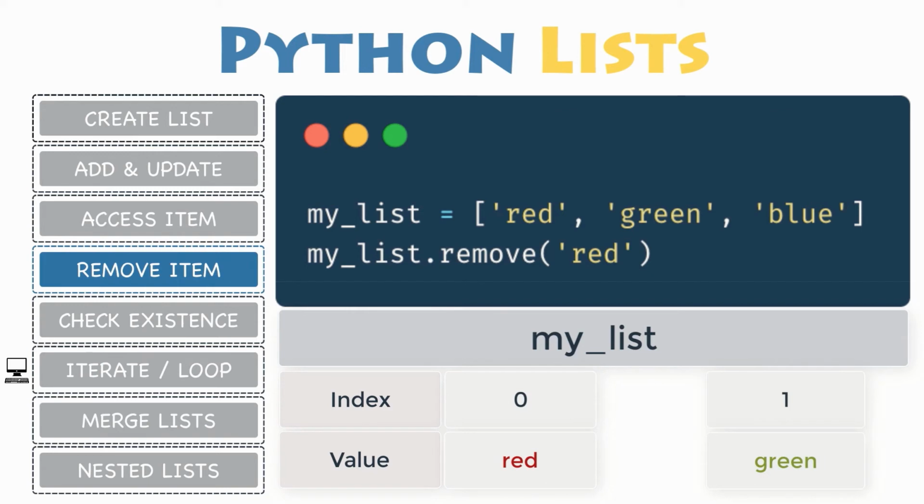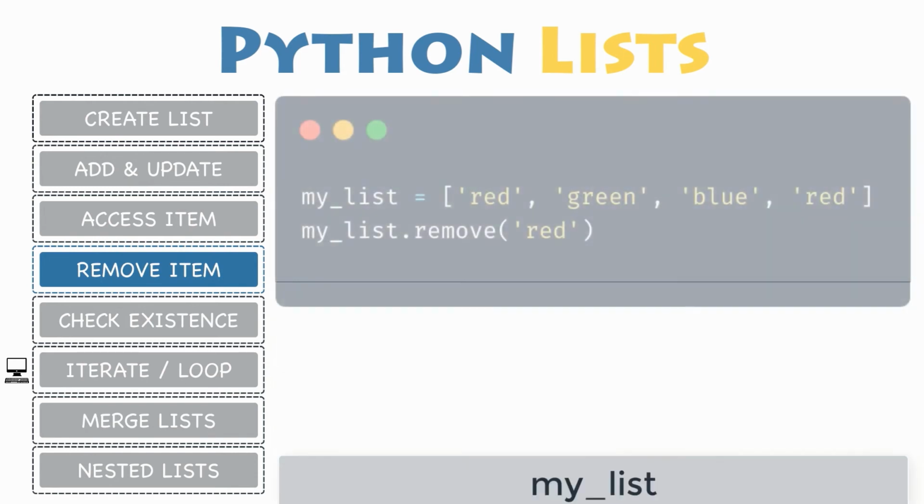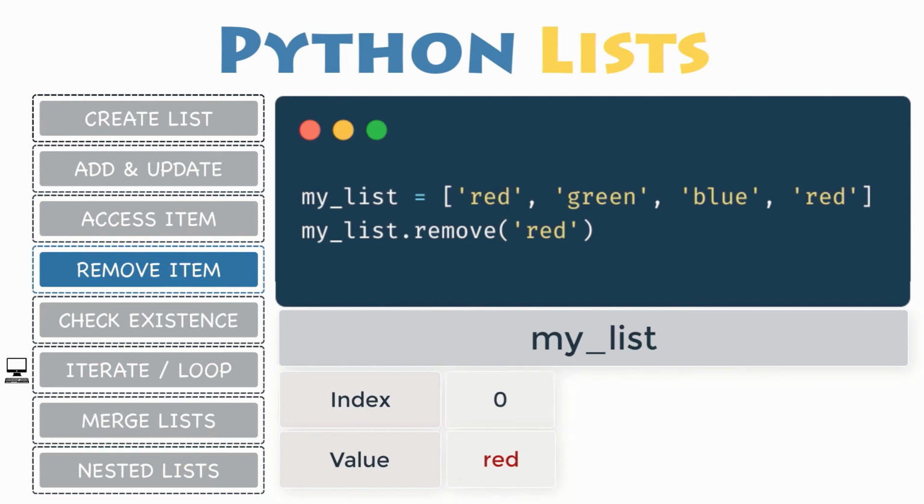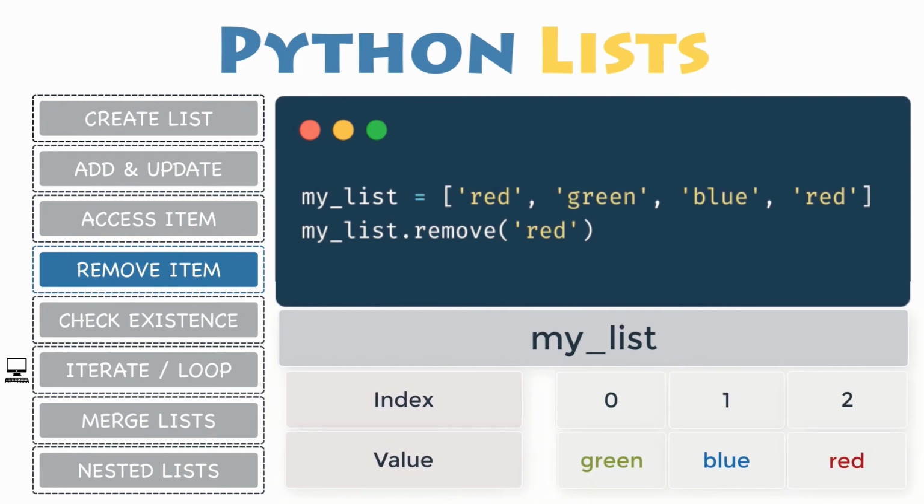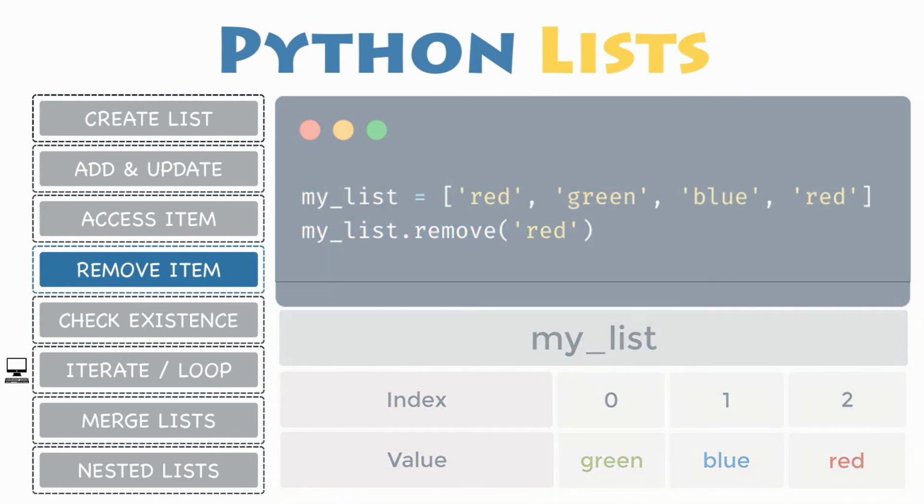On the other hand, if you are not sure where the item is in the list, you can use the remove method to delete the given item by value. This way, you can delete the item red, even though you do not have any idea where it is located inside my list. But keep in mind that if more than one instance of the given item is present, this method removes only the first instance and the other ones remain intact.